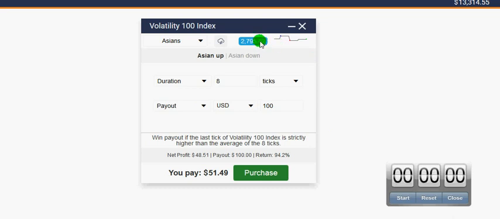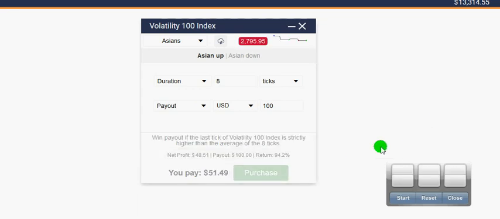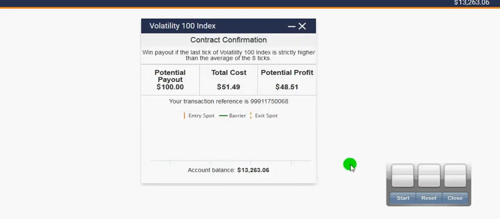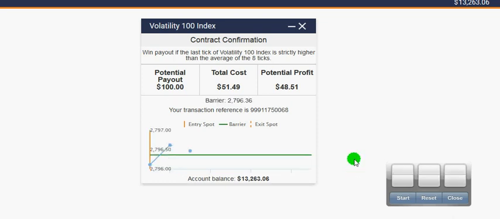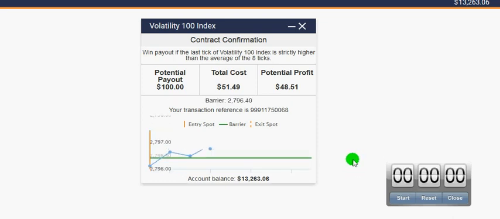Remember, the last 2 numbers have to be between 90 to 99. We are trading the Asian up. The ticks have to be 8. You set your payout. 19.95. That's the last trade. So after this, I'll come back again after 4 hours and repeat the same step. So let's wait for the result of the last trade.